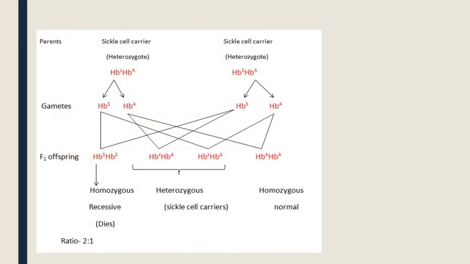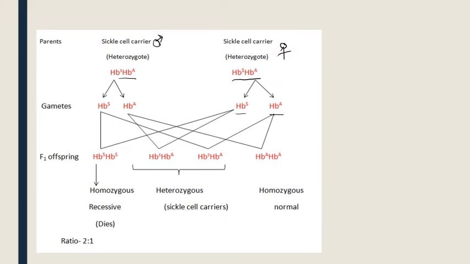Let us see what will happen if two people who are heterozygotes, sickle cell carriers, they marry with each other. Suppose this is a genotype HbS, HbA, and genotype of another person HbS, HbA. Suppose this is a male and this is a female. If they marry with each other, remember this gene is present on autosome number 11. So it can be present on both males and females, right? Now the gametes formed will be HbS, HbA. Here also gametes formed will be HbS, HbA.